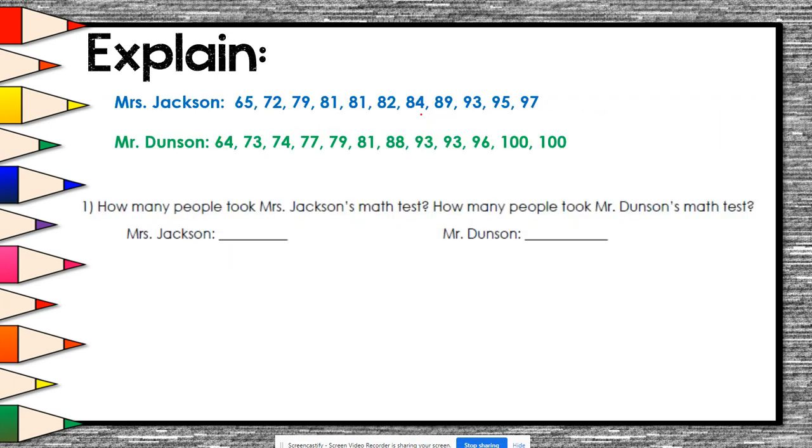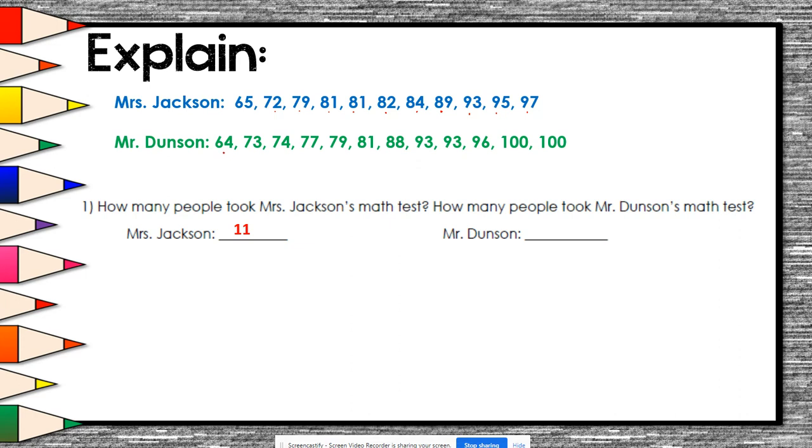All right, question one says how many people took Miss Jackson's math test and how many people took Mr. Dunson's math test. Well, each of these numbers represents a test score, so we can count these to figure out how many took each test. So for Miss Jackson, we can see that there's 1, 2, 3, 4, 5, 6, 7, 8, 9, 10, 11 test scores. So that means that 11 people took Miss Jackson's test.